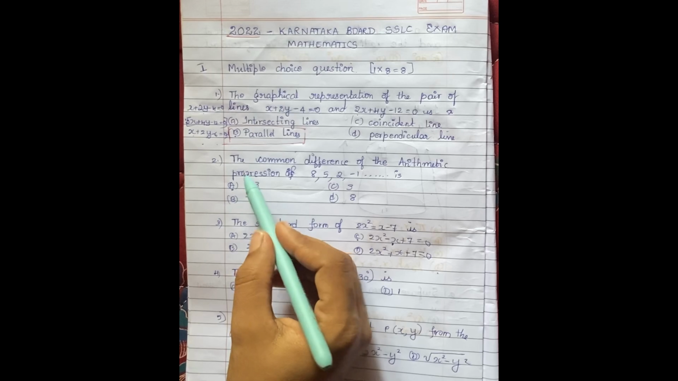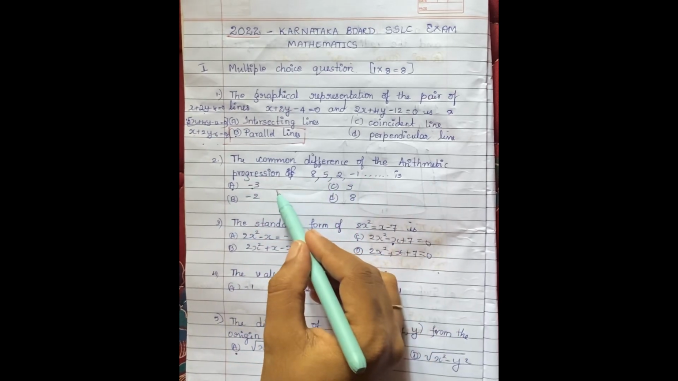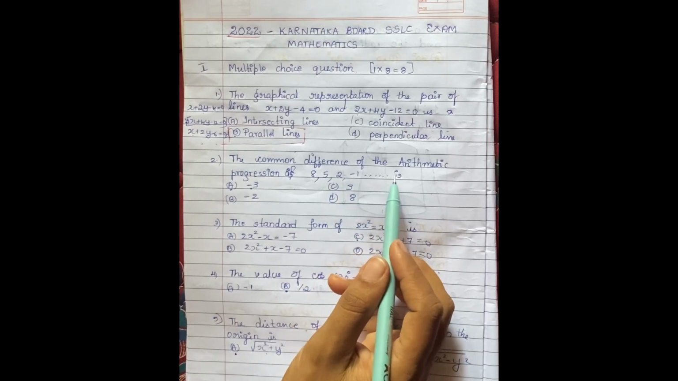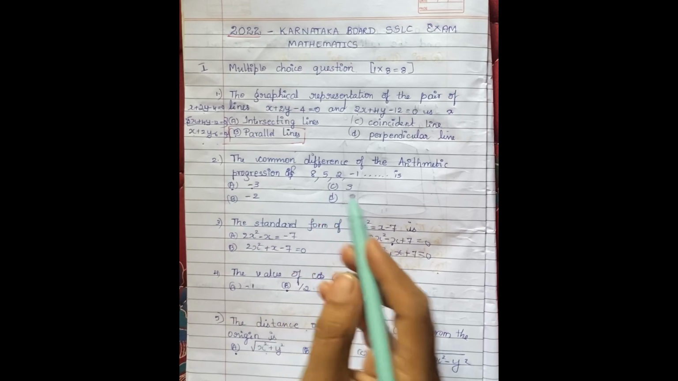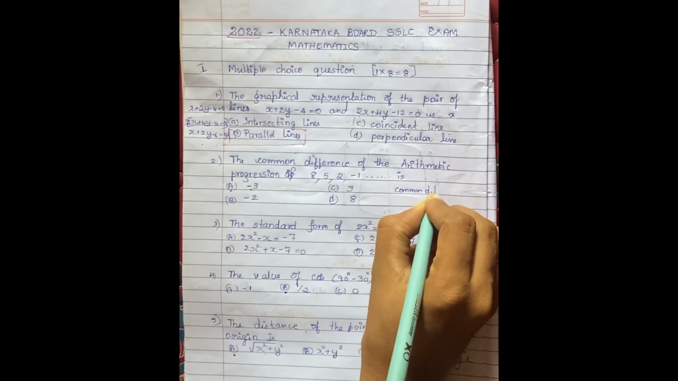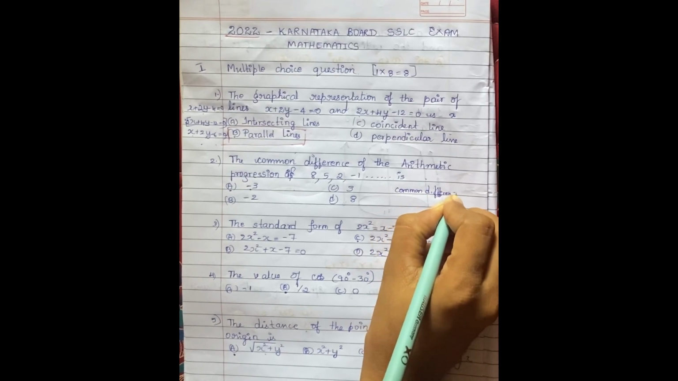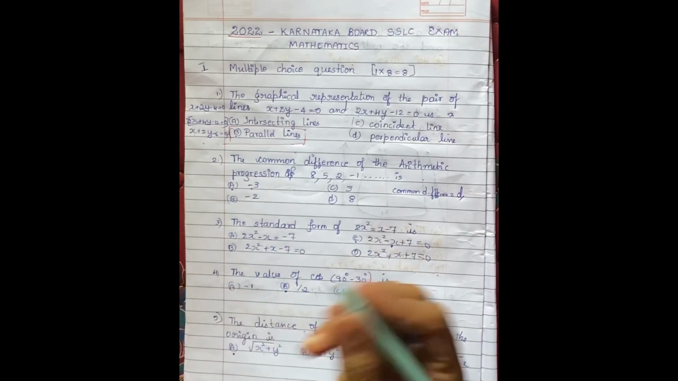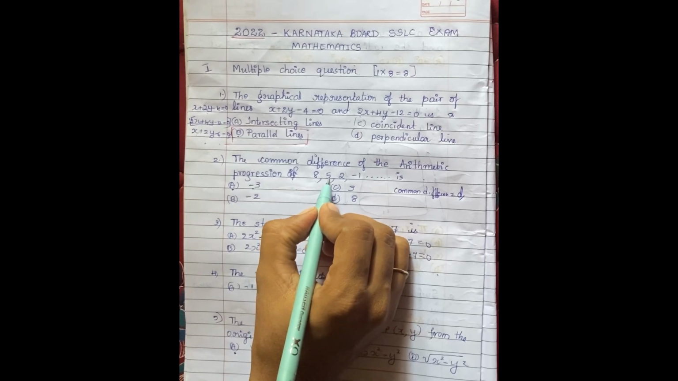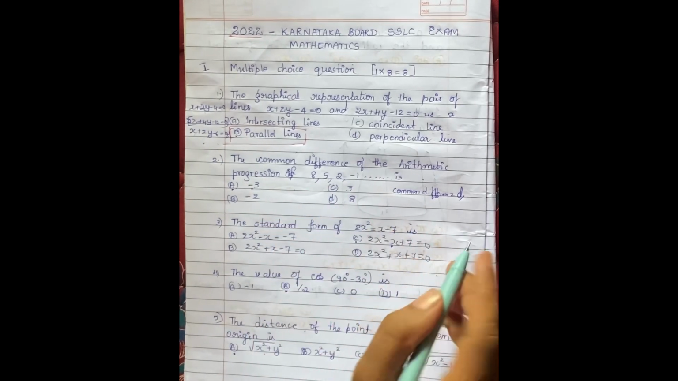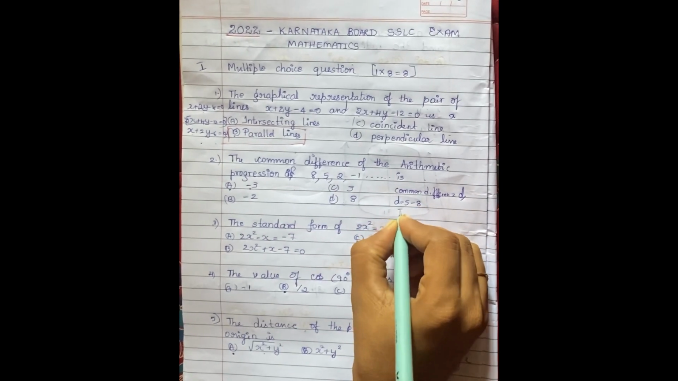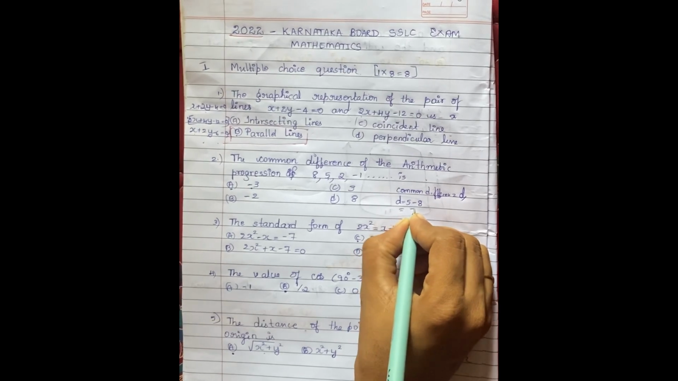Moving on to the next question, the common difference of the arithmetic progression 8, 5, 2, minus 1, and it goes on. So what is the common difference they have? Common difference is nothing but we represent it as D. So how are we calculating D? We are subtracting the first digit from the second digit to find the D value. So here D is equal to 5 minus 8. Okay, so 5 minus 8 is 3.